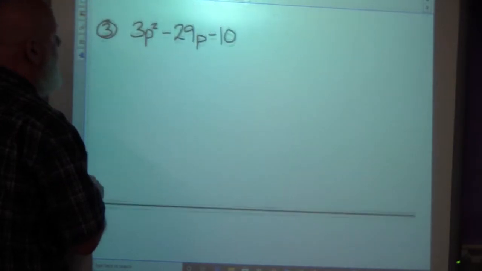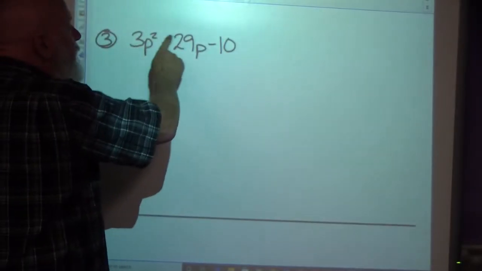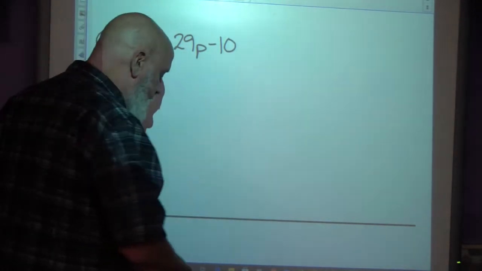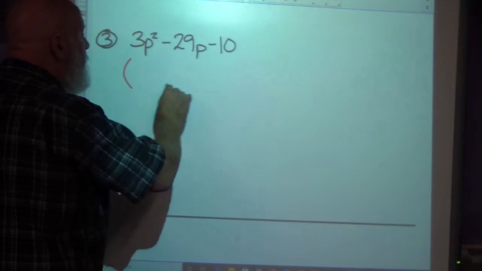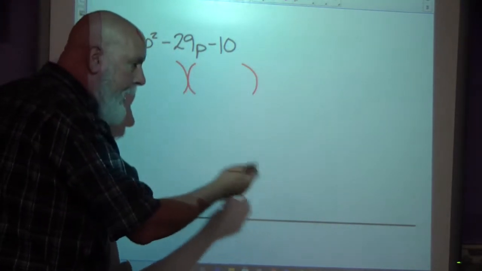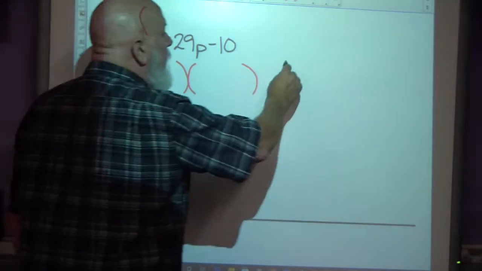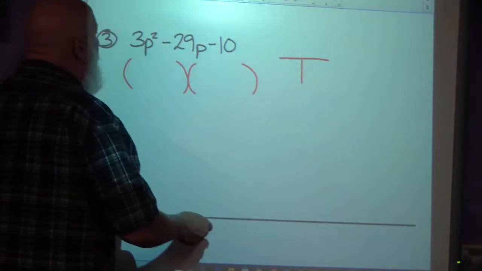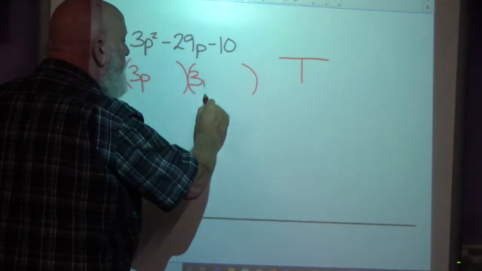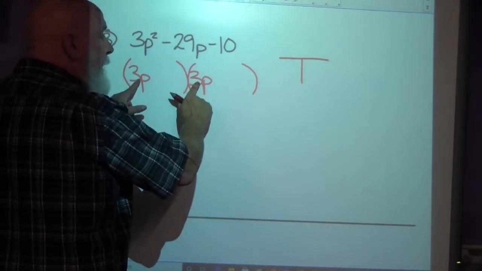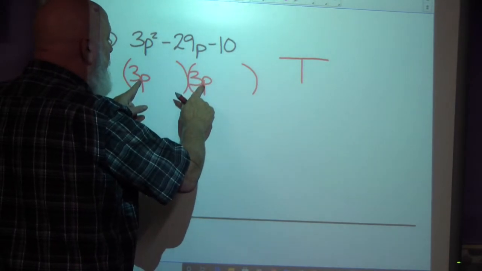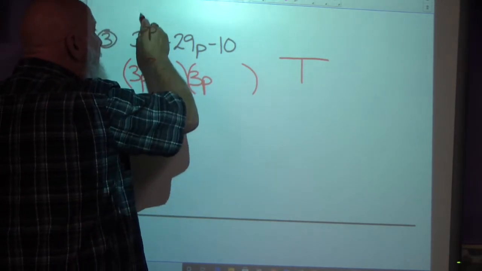So let's take a look at this one. Here's another one. First thing I do is I check to see if I can divide each one of these by 3, and they won't divide evenly, so I'm going to try the T method. I'm going to introduce an extra factor of 3, and then I'm going to divide one of these factors by that extra 3 that I introduced. Here we go. I'm going to say 3p, 3p. That gives me 9p squared, so one of these is going to have to be divided by 3, and I'll figure out which one here in just a second. But doing this enables me to multiply these 2 together.